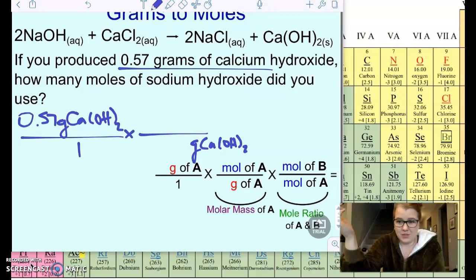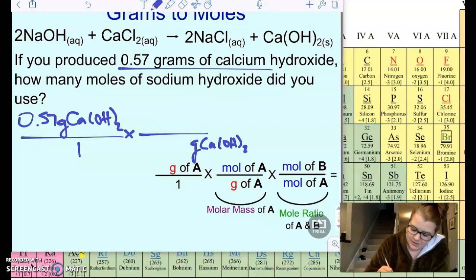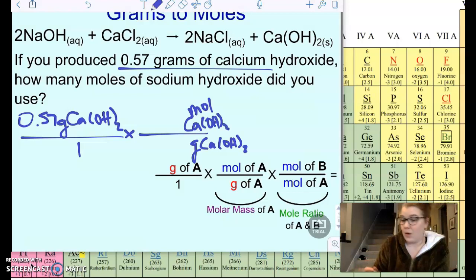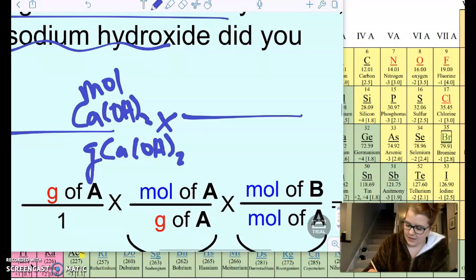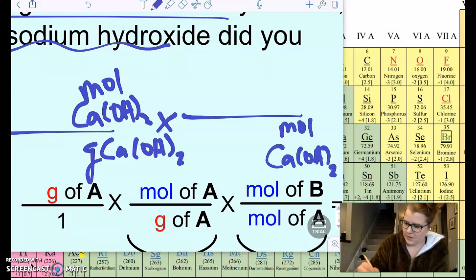So I've got grams. Well, then I'm going to do molar mass, right? That's the only one that's got grams in it. So it's going to be moles, and it's going to be moles of calcium hydroxide. All right. I don't want moles of calcium hydroxide, though. I want moles of sodium hydroxide. So keep going. Set up your next step. Take that unit, throw it on the bottom. So moles of calcium hydroxide is going on the bottom. And then I'm going to put moles of sodium hydroxide on the top.